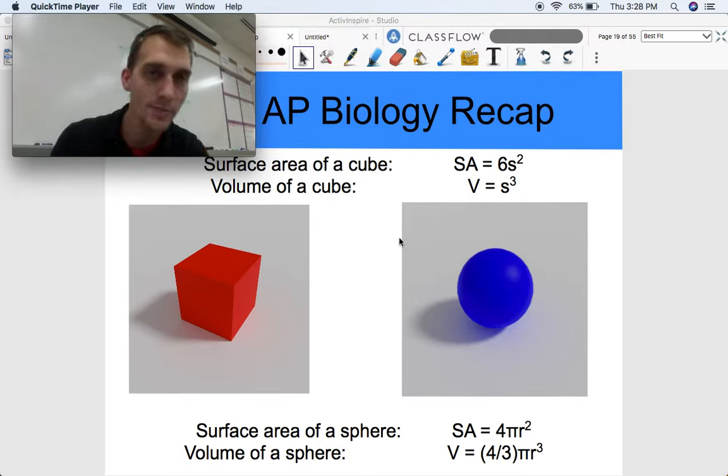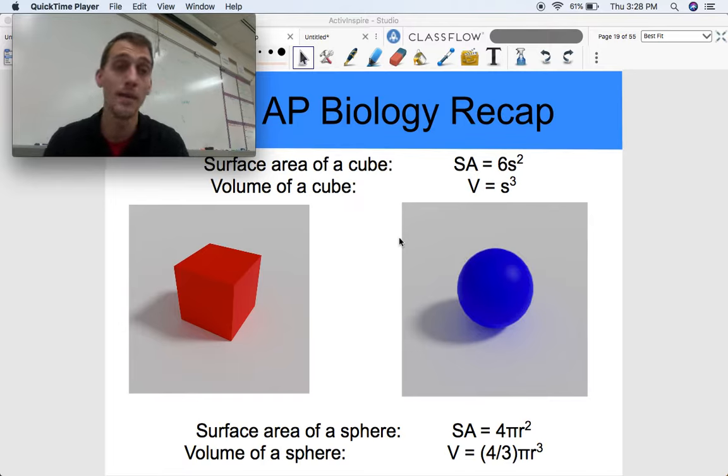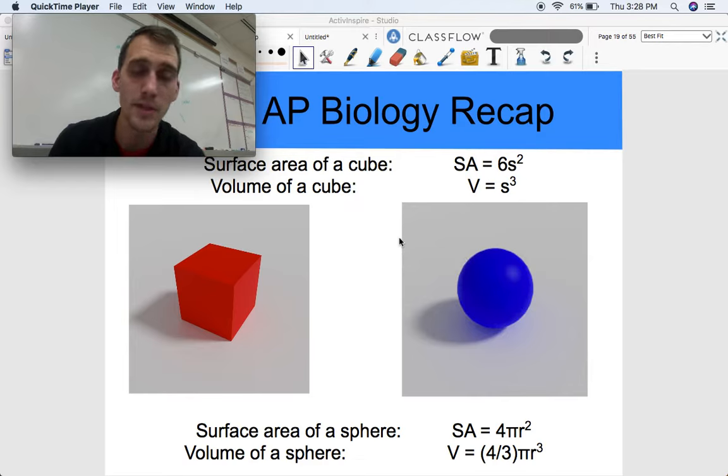We're not going to do any practice problems right now because this is a recap and I'm trying to go fast. But the surface area of a cube is 6 times side length squared. Volume of a cube is side length cubed. Okay, you're going to have to compare those to calculate a surface area to volume ratio. So surface area divided by volume.